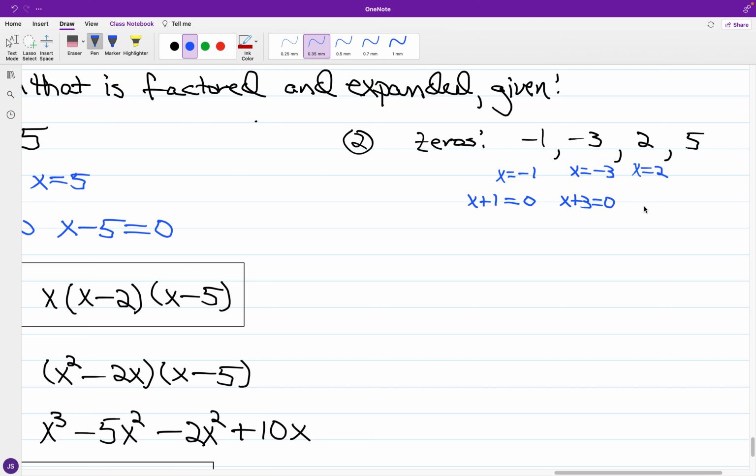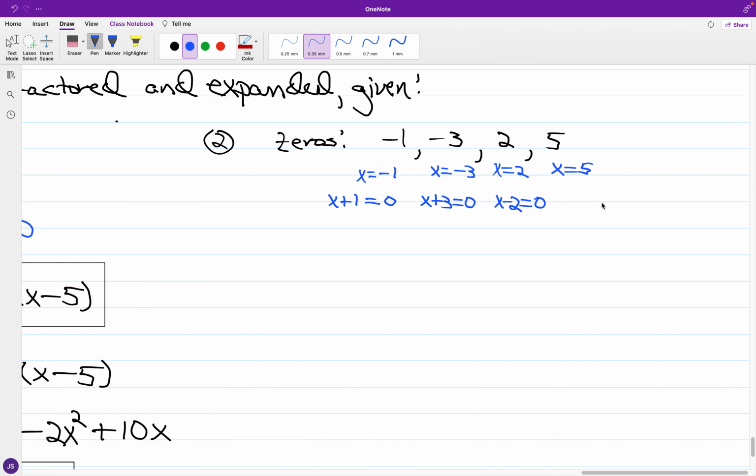And for x equal to 2, we say this comes from setting x minus 2 to 0. And for the zero value of x equals 5, we say this comes from setting equal to 0 the binomial x minus 5. It could be those terms or any direct multiple. Okay, so we say we have a factored form.